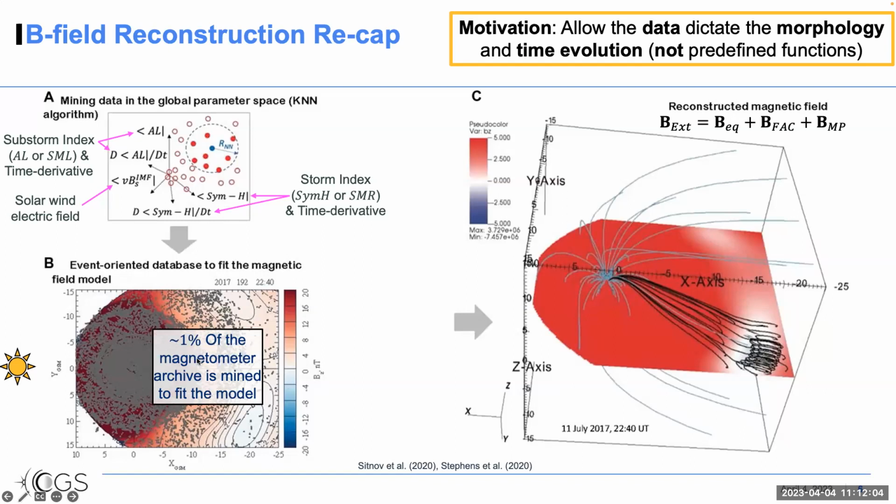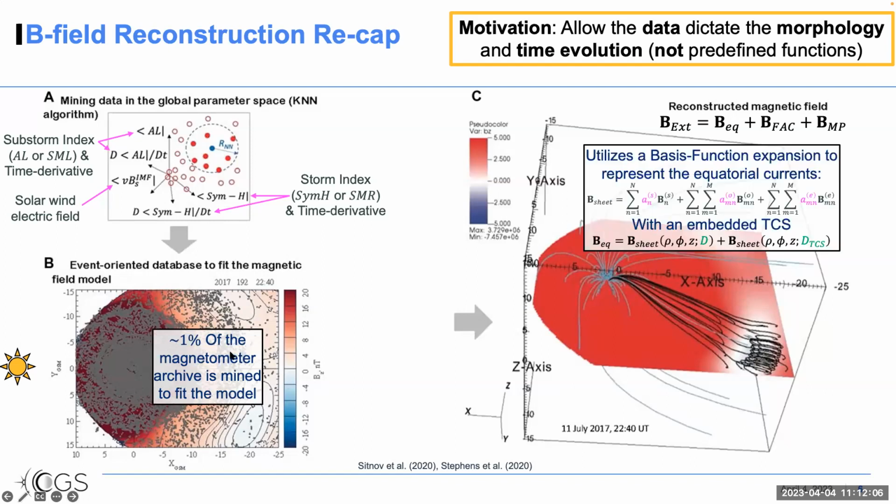So now we have all these data points that are used to fit a magnetic field model, which is expressed as a basis function expansion, where these coefficients here, the A_n, A_mn, are free parameters that end up being tuned to fit the data. And what you get is your final magnetic field reconstruction of your magnetosphere.